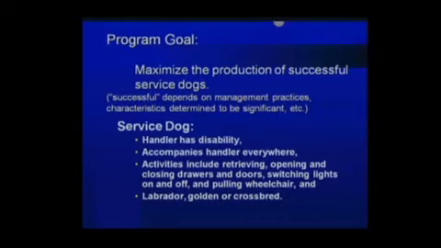So, Canine Companions for Independence is, as Patty said, where I work. And when you have a breeding program, you need a direction to move in. What gives us our direction is the goal, and that is to maximize the production of successful service dogs.